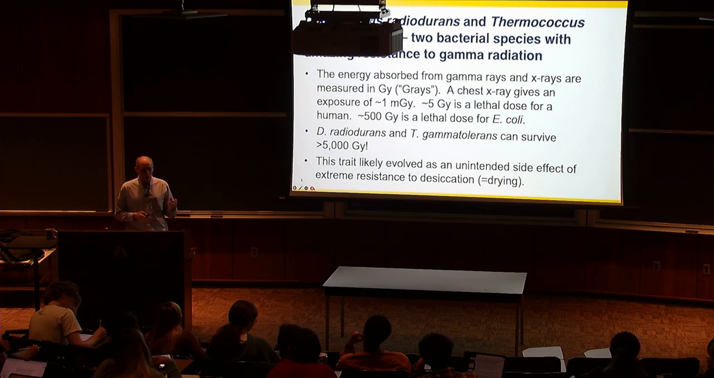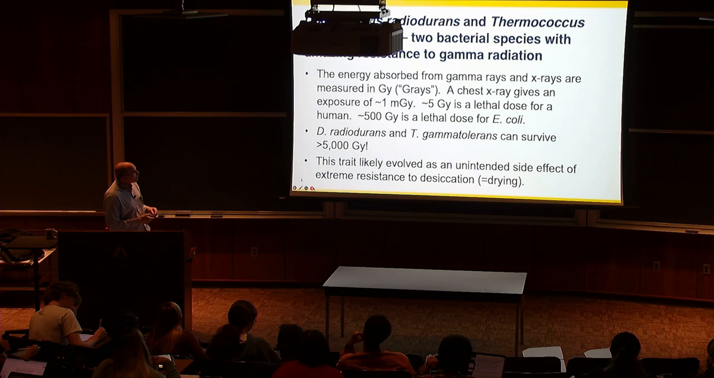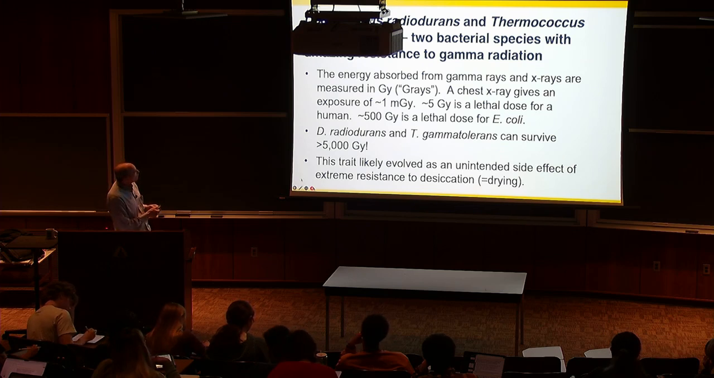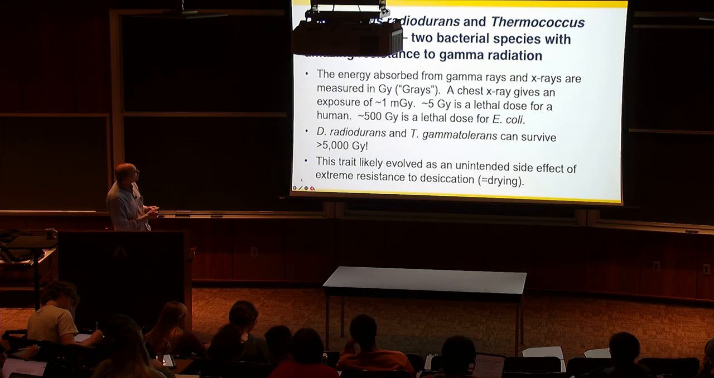And they used X-rays and gamma rays. And what they found was that there was a particular species of bacterium that was amazingly resistant to radiation. So this was the discovery of this bug called Deinococcus radiodurans, like radiation durable. And there's another one, Thermococcus gamma tolerans. You can see how the names came, tolerant to gamma radiation.